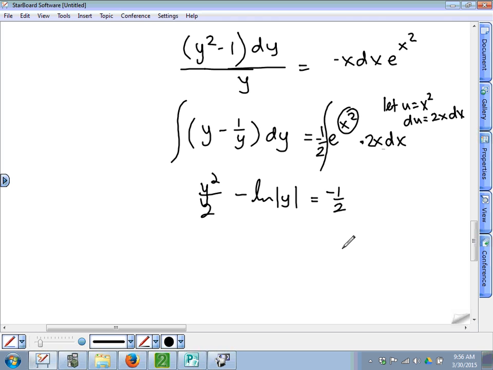And then what's the integral of e to the u? E to the u. So it's just e to the x squared. That's the answer? Well, plus c. So you can't simplify it anymore? Technically, yeah, but when you combine the plus c, it's just another constant.